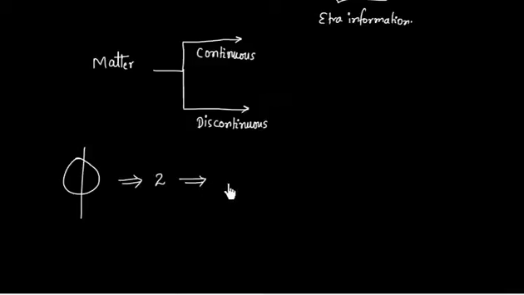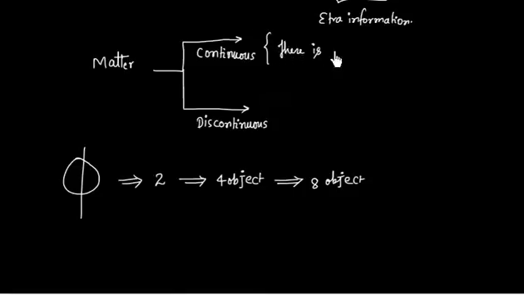If I divide further, I will get 4 objects. Divide further, we will get 8 objects. And similarly, the process can go on. So when people say matter is continuous, this means the process of division will go up to infinity. There is no end of cutting. You keep on cutting and cutting and cutting. So if you say matter is continuous, this means there is no end of division.